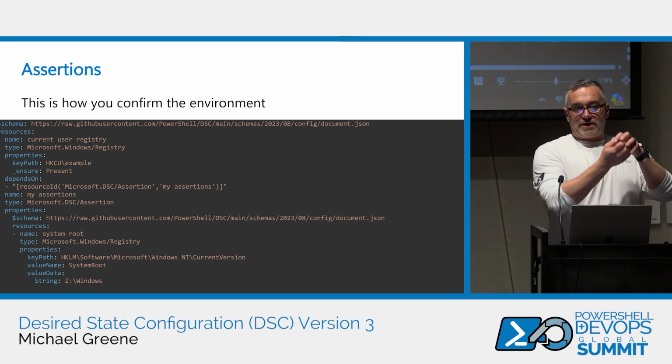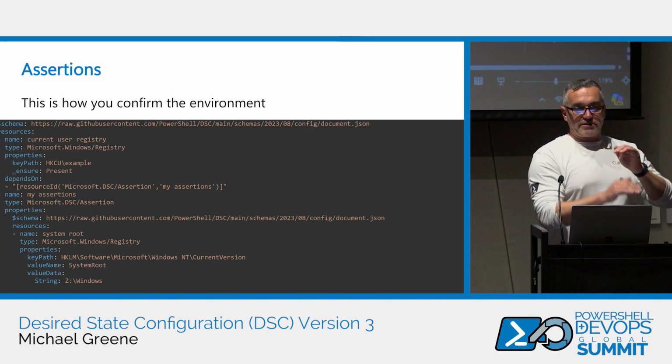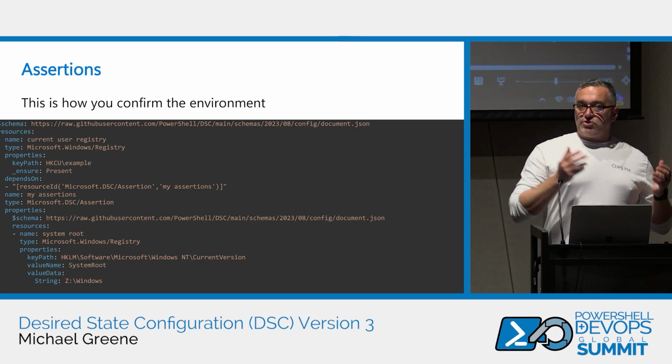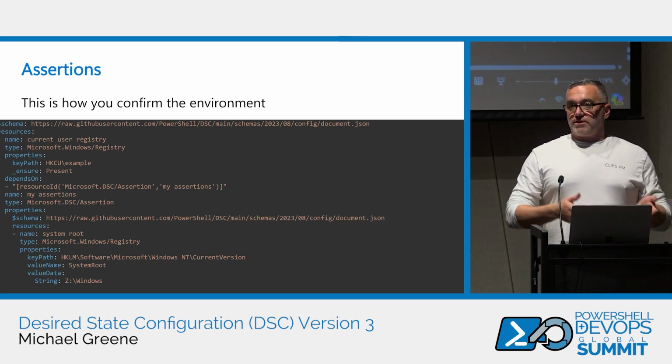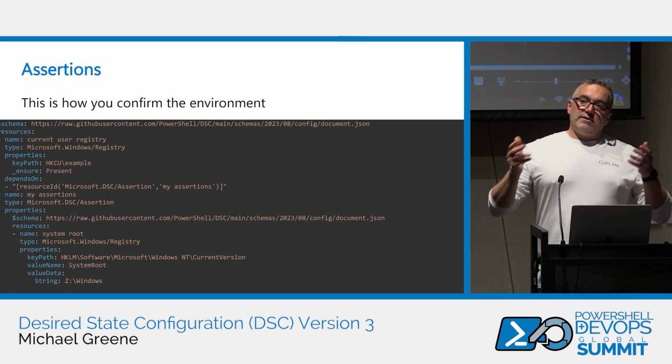The goal is to just have one JSON or YAML file where you tell it, if you're on this OS, do this. If you're on this OS, do that. An assertion really is just a resource. It's just that you're telling DSC a different way to use that resource.